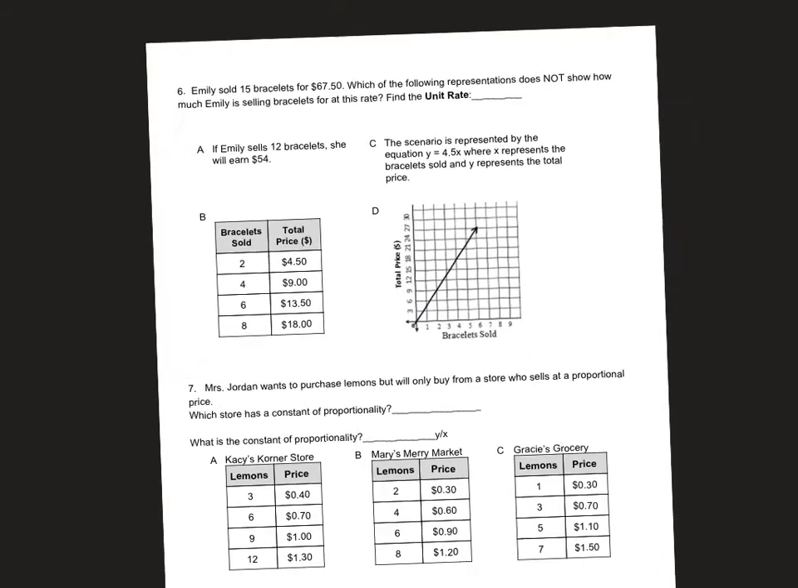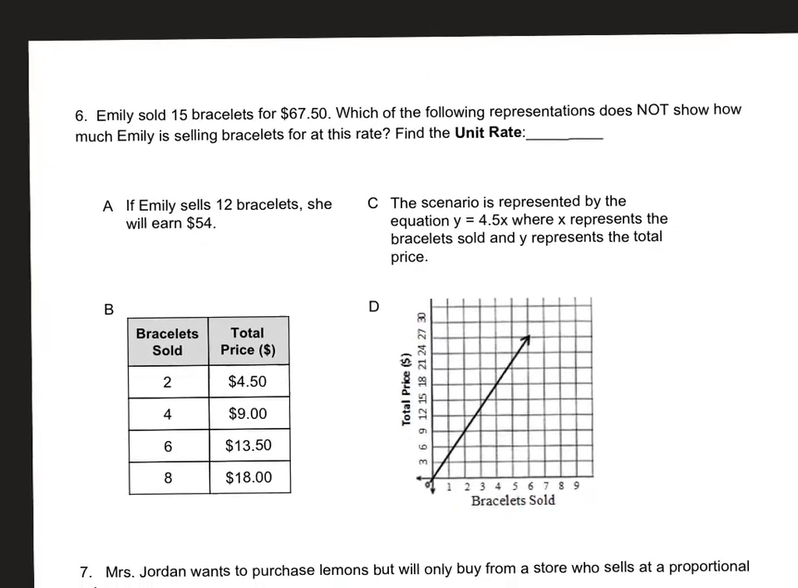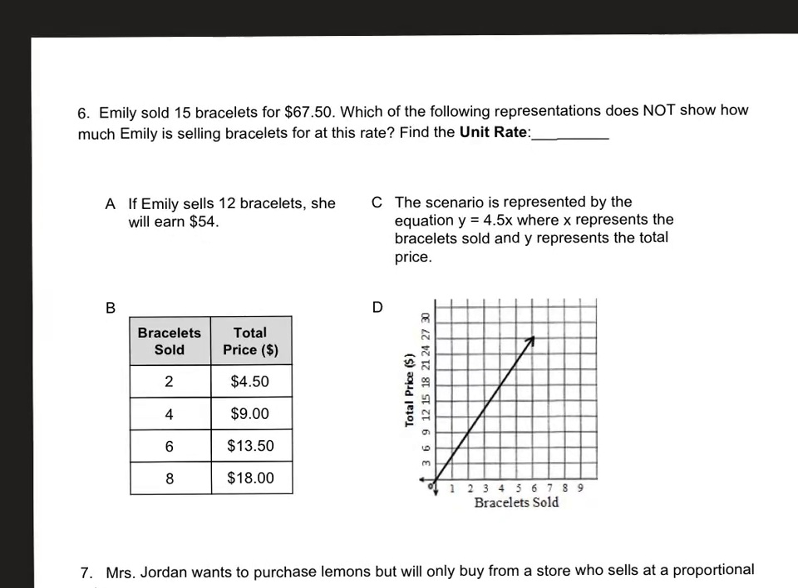Emily sold 15 bracelets for $67.50. Which of the following representations does not show how much Emily is selling bracelets at this rate? So we need to find our unit rate. And of course, we were taught to take that $67.50 and divide that by 15 so that we get the cost of one bracelet. I want to know that unit rate, because if I know that unit rate, then I know quite a bit of information that can help me out.